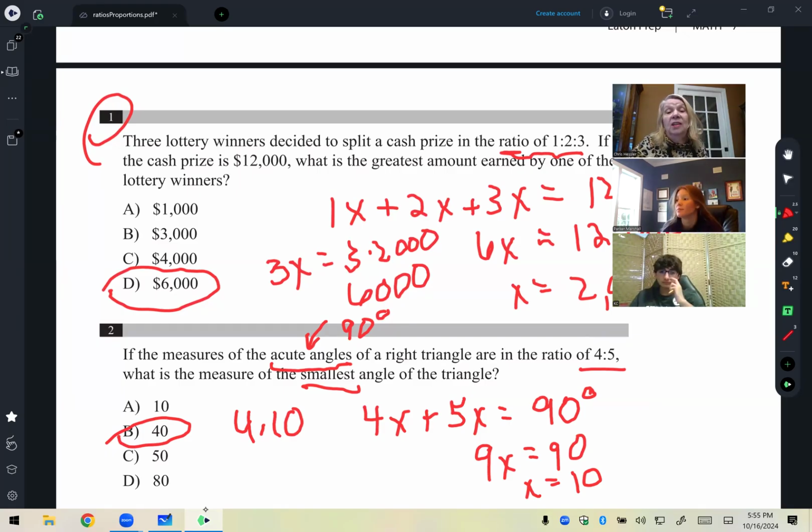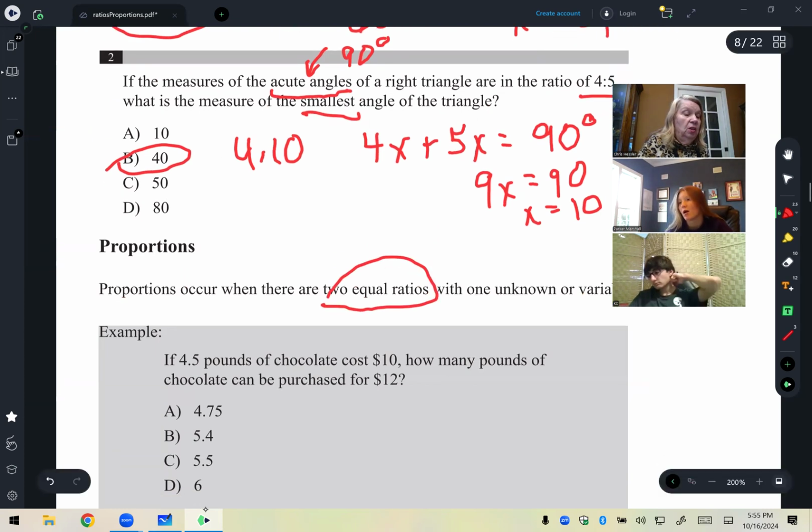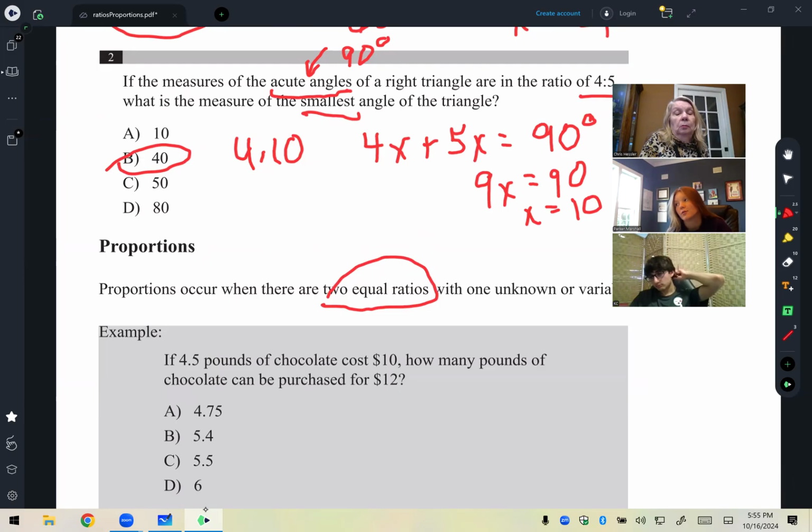Okay. You ask questions if I'm not explaining it well. Okay. Proportions are the same thing. We have 2 equal ratios. And again, my commercial is just to put the labels there and you will never mess up.